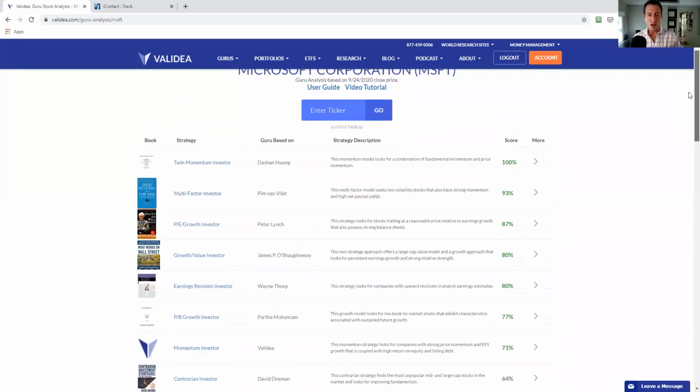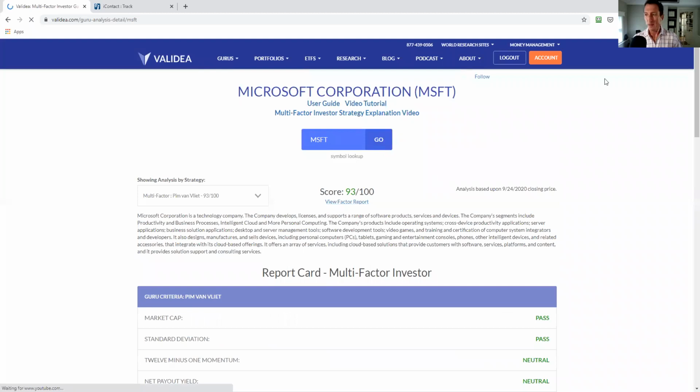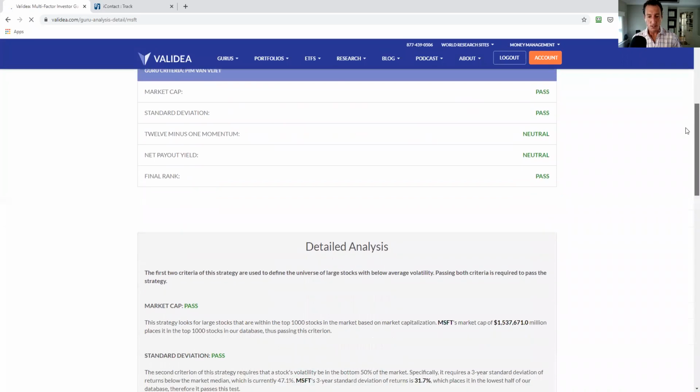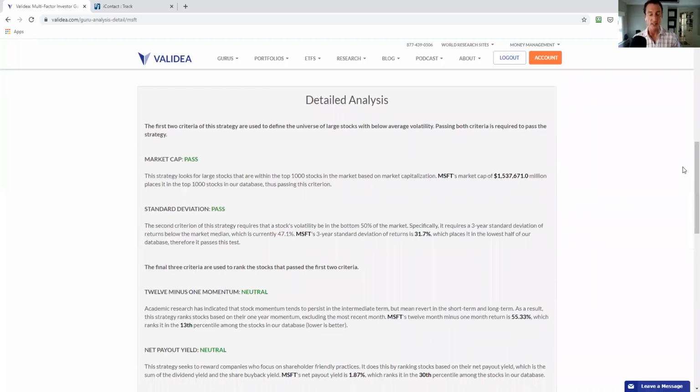Each of these strategies is different. If I clicked into the Dual Momentum model based on Gary Antonacci's academic work, it's going to be different than the Pim van Vliet multi-factor model, which is going to be different from the Peter Lynch model. So each of these models is looking at a unique, distinct set of investment criteria. Let's take a look at one. I just clicked into Pim van Vliet. Here again, we're looking at Microsoft. This is a pretty straightforward strategy, but let me walk you through it real quickly so you can see what's in it.